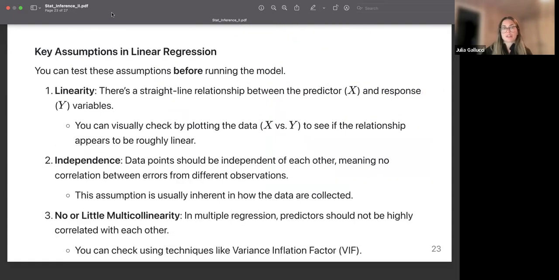Does anyone have any questions about this? So we went over 2 different tests. We went over the t-test for individual beta coefficients and also the F-test, and that's how we determine overall model significance.